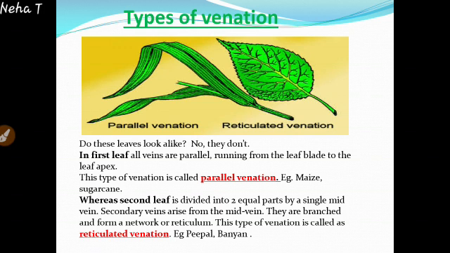Whereas, second leaf is divided into two equal parts by a single mid vein. Secondary veins are arising from the mid vein. They are branched and form a network or reticulum. This type of venation is called reticulated venation. Examples are peepal and banyan.